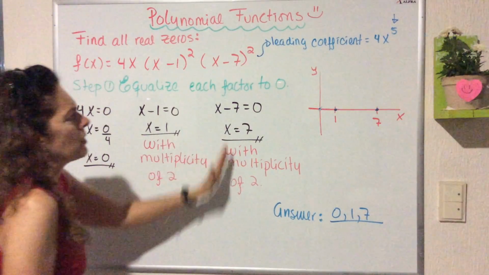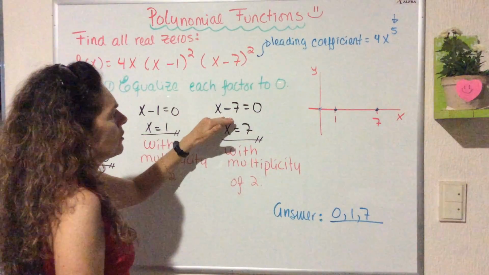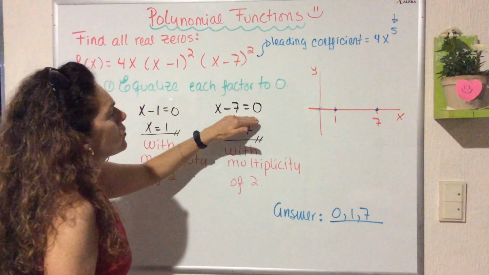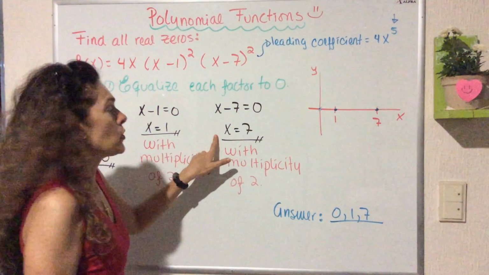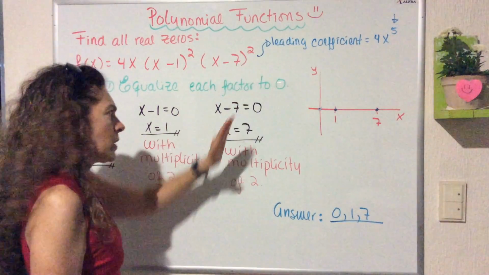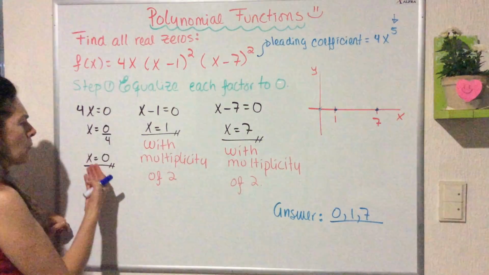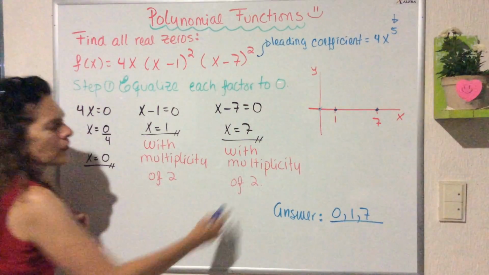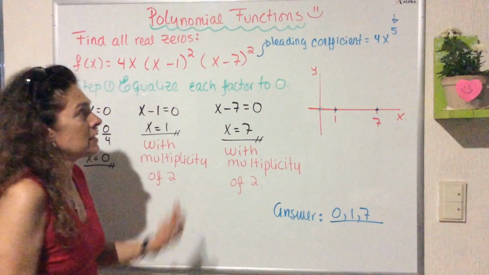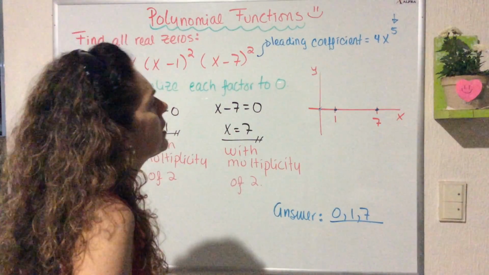We are going to get them from the third factor. We write the third factor here, and we set it equal to 0, and we solve for x, so we get x equals 7. And again, as it appears twice, we write it with multiplicity of 2. And now, dear students, we have 1, 2, 3, 4, 5 roots or zeros. This is correct because the degree of the function is fifth degree.